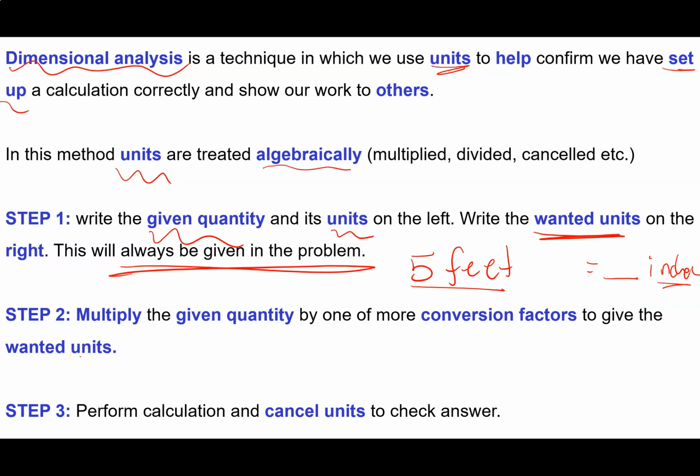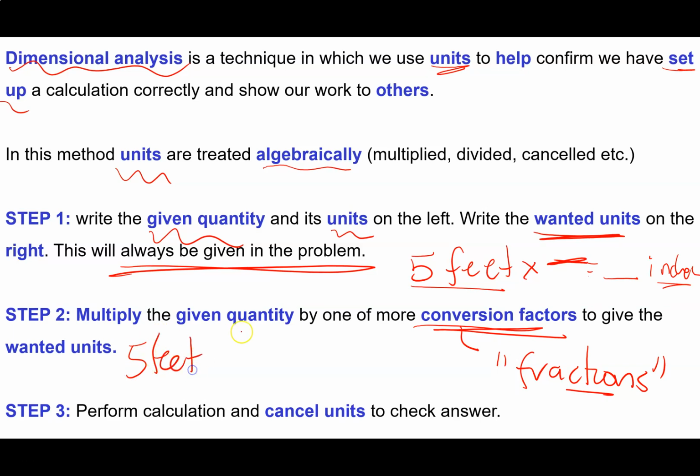Then we're going to multiply our given quantity by one or more of what we call conversion factors. And what conversion factors are, these are fractions. We'll show you what these are in a little while, but they're always a fraction. So I can immediately go ahead and put multiply and a fraction sign there. So in step 1, I do that. And then in step 2, I know that I'm going to multiply by some kind of fraction.